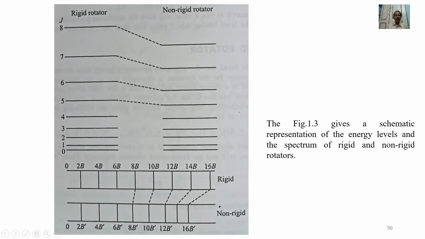So this is the corresponding spectrum of the rigid rotor, and this is the non-rigid rotator. See, almost it's the same. Here we have 2B, 4B, here 4B prime. When the J value increases, there's a slight separation, whereas when J is very high, the separation is larger here. See, that's the separation.